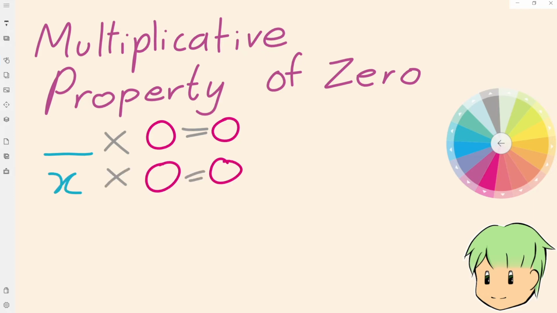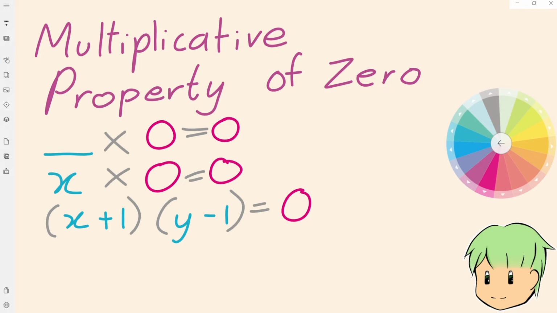But if you are given something like (x plus 1) times (y minus 2) equals 0, you can assume that one of those brackets or both is equal to 0. But you can only assume one of them is equal to 0. You don't know if both of them are. So either x plus 1 equals 0 or y minus 2 equals 0, or maybe both.